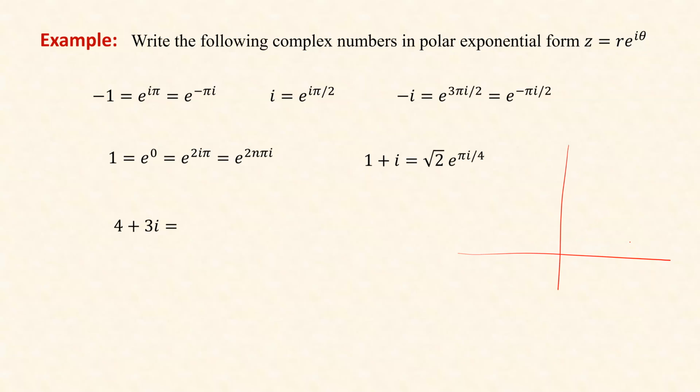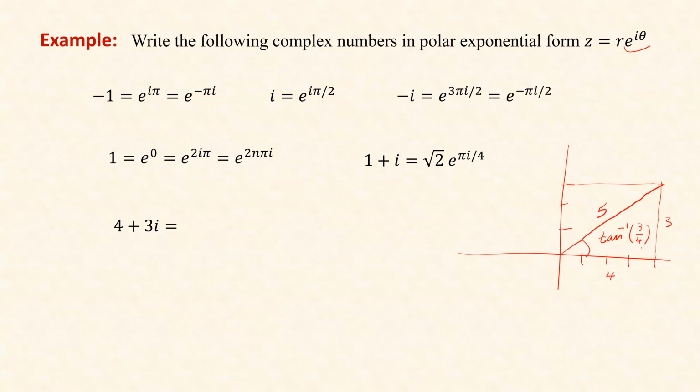So again, this is the 1, 2, 3, 4, and 1, 2, 3. That number is here. Okay, so it's going to be 5 times e to the i times the angle. What is the angle? Arc cosine of 4 over 5. You want to write it in exponential form. So 5 times e to the i times arc cosine of 4 over 5. Or you can say tan inverse. This is tan inverse of 3 over 4.